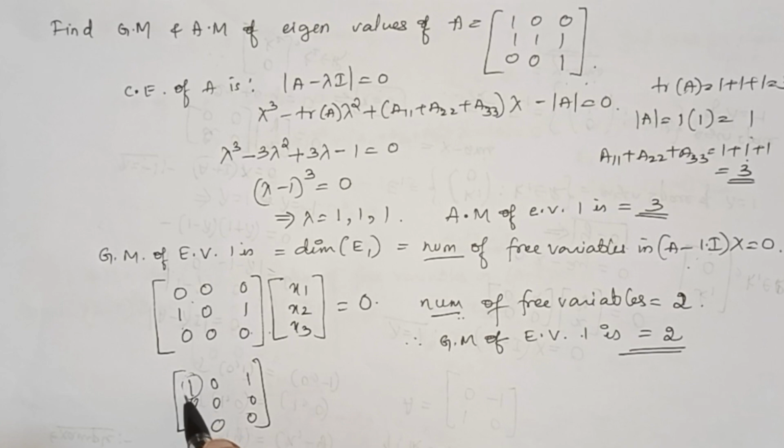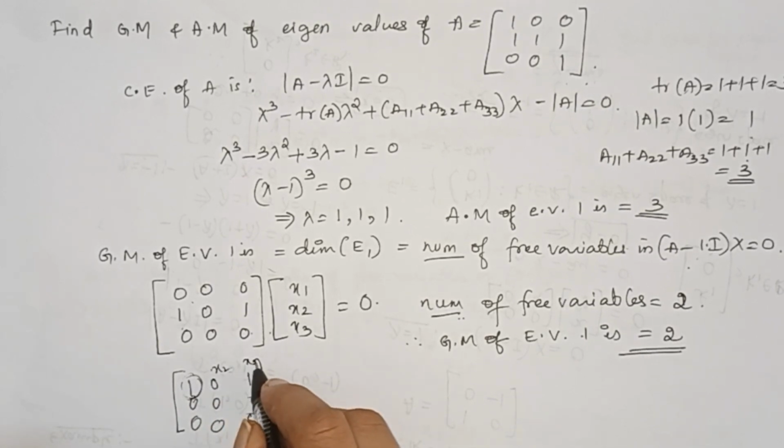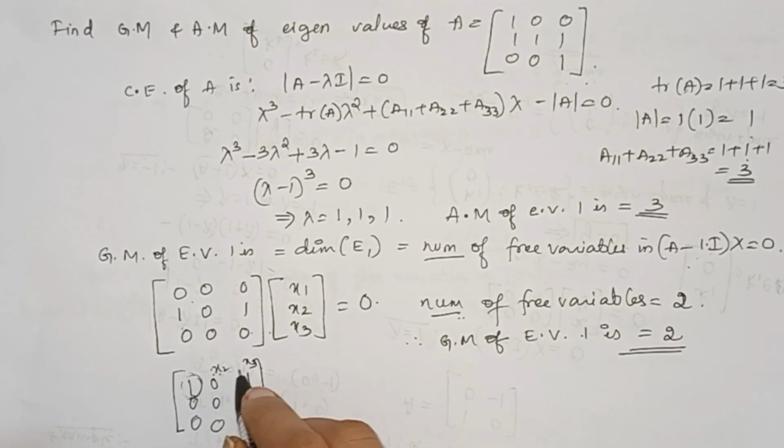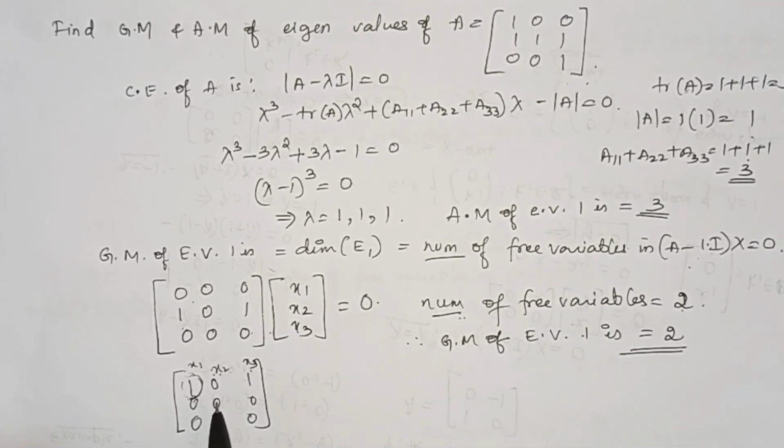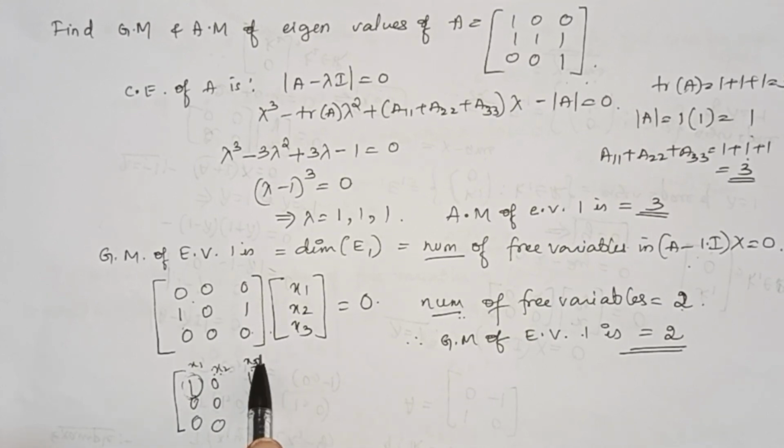There is a pivot in the first column. There is no pivot in the second column and third column. This refers to x2, x3. This is your x1. Hence, the number of free variables is equal to 2. Where there is no pivot, that is counted as a free variable. There is no pivot in the second column. There is no pivot in the third column.